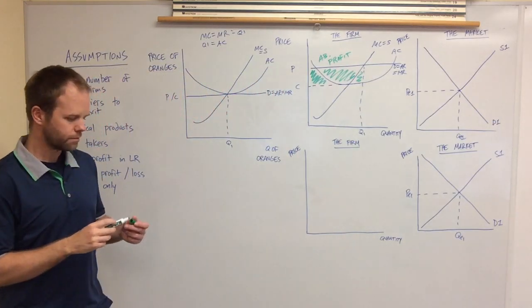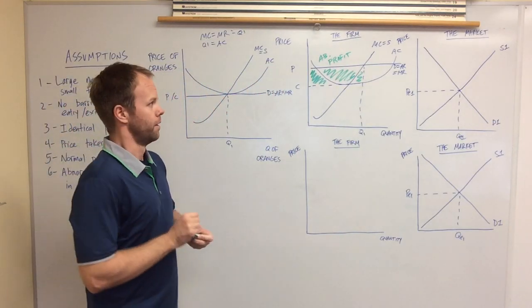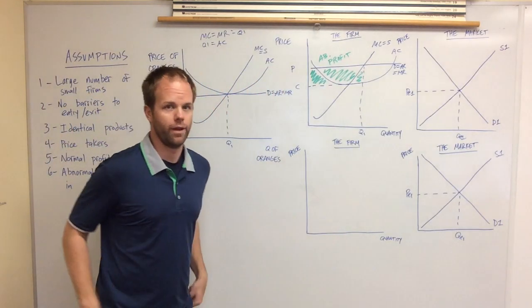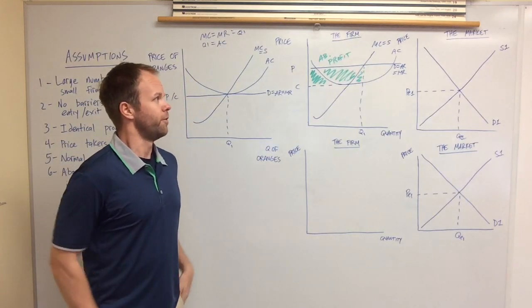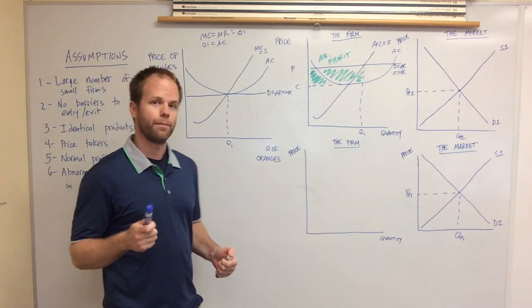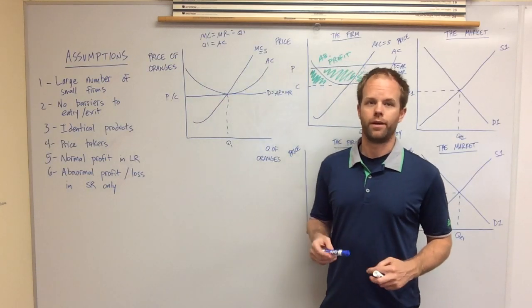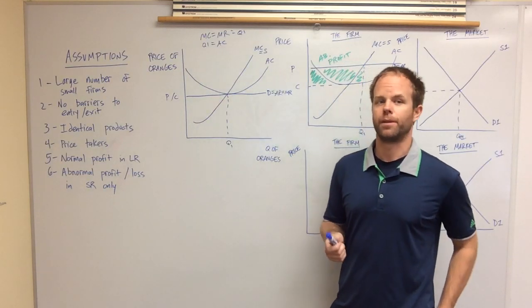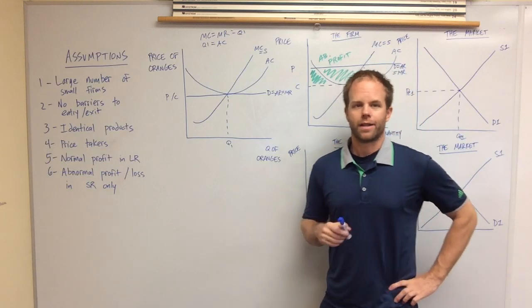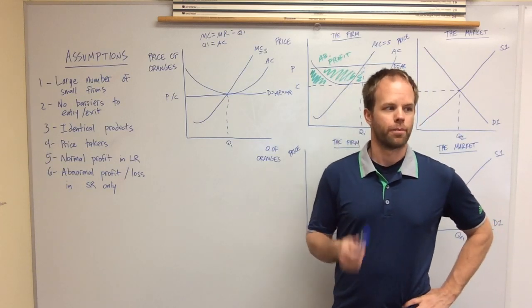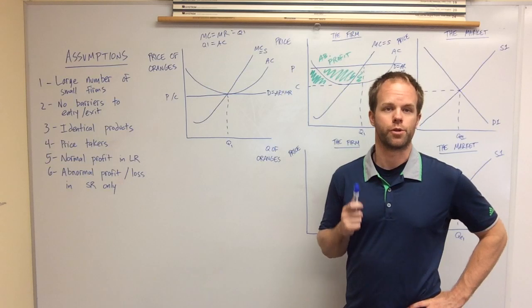Okay? All of that is abnormal profit. But it can't stay that way, because if you remember all the way back when we were learning about supply and demand, one of the things that we talked about is that one of the determinants of supply is the expectation of future prices or the expectation of future profits.